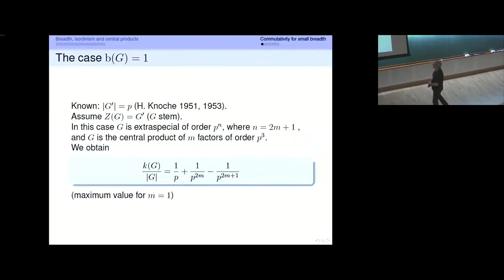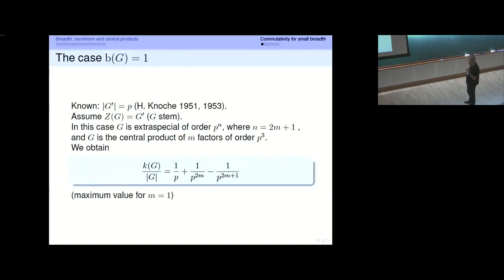Okay, this is nice. So I'm going briefly through groups of small breadth, which are the topic of our old paper, and I will refine those results in the light of what I said so far. So p-groups of breadth 1 were studied a long time ago by Hans Knoche.